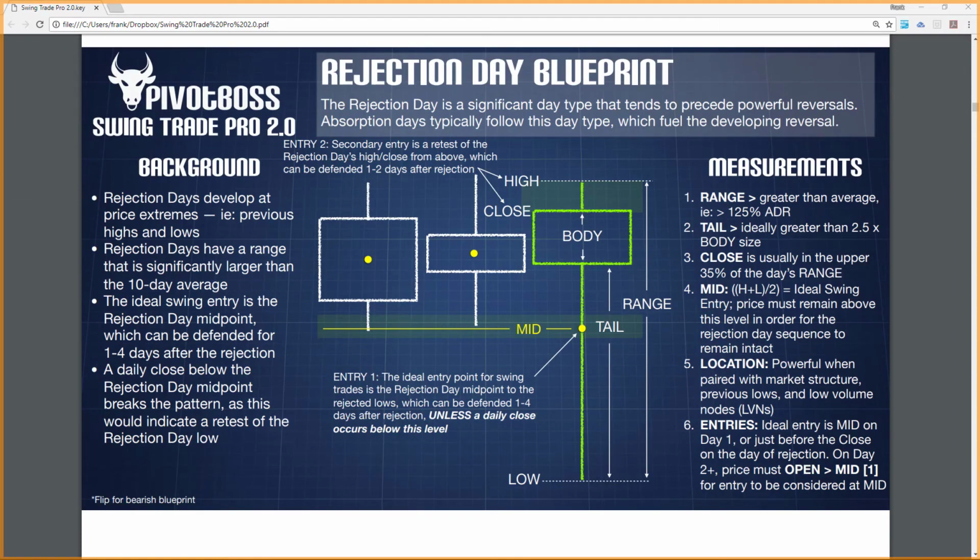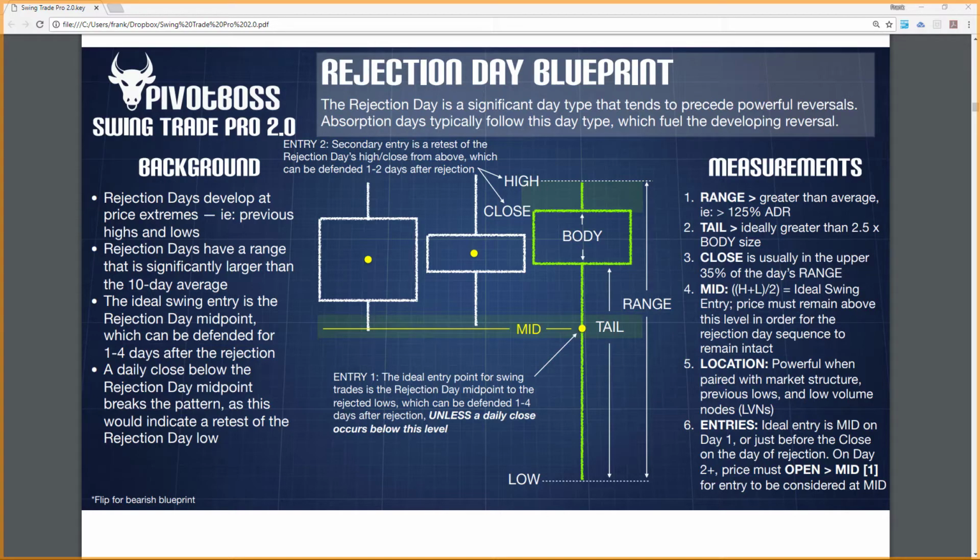Here is the rejection day blueprint. The rejection day blueprint is very, very powerful. Again, from my book Secrets of a Pivot Boss, I've discussed the rejection day before. This day type tends to precede powerful reversals. Absorption days typically follow this day type, which fuel the developing reversal as well.